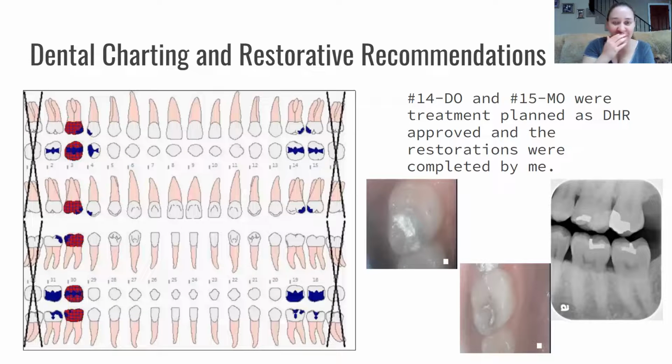Their dental chart, as I stated, I restored number 14 DO and 15 MO. I did 14 DO with amalgam and 15 MO with amalgam and 14 DO with composite. And these are the radiographs that I took after those restorations were completed. The last time I saw the patient, they did still need crowns on 30 and 30. They had broken cusps.